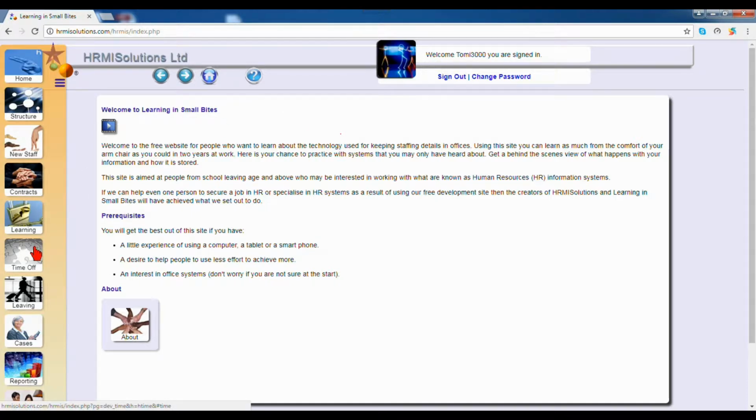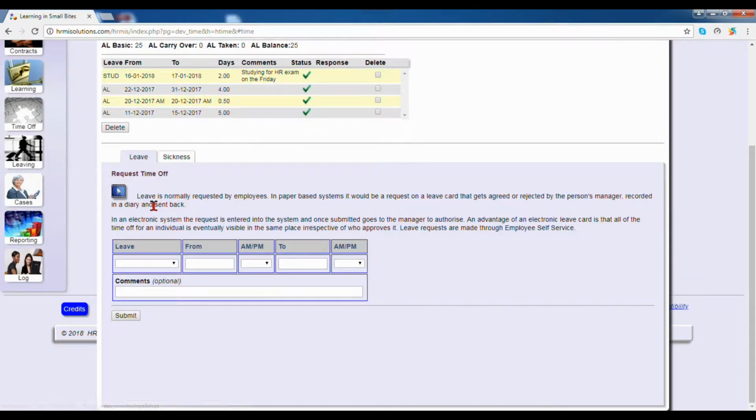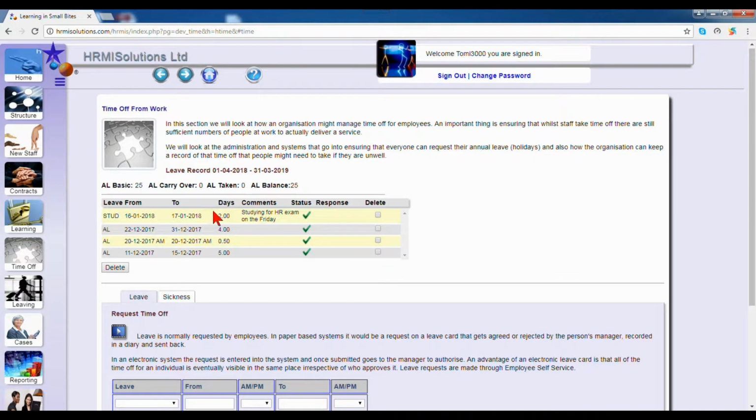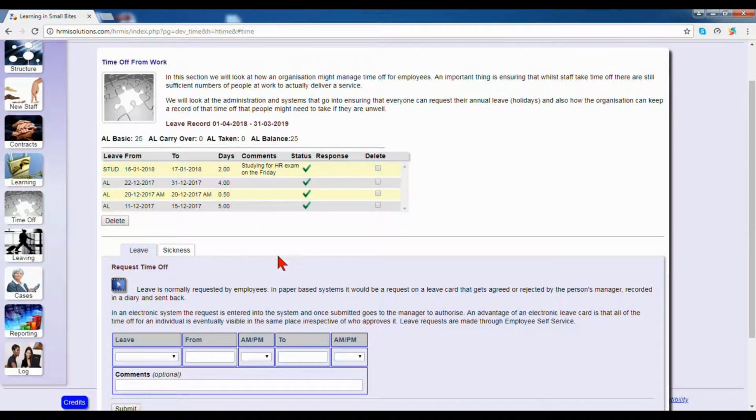Now, let's return to the time off module. In video 8, we looked at the booking of leave. Now we are going to look at the totally separate aspect of recording sickness.